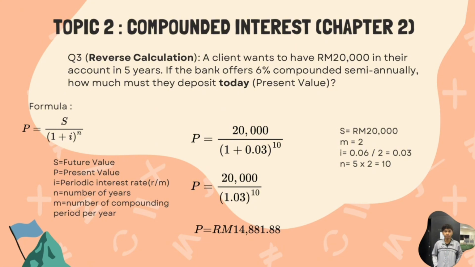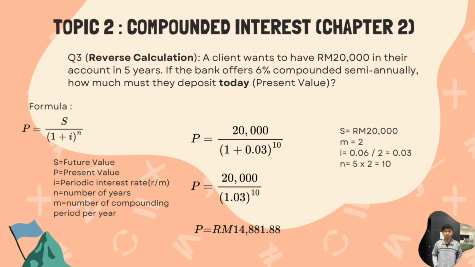Now, let us identify the values given in the question. Here, S is the future value. The question states that 20,000 ringgit is the future value. So, we take S equals 20,000 ringgit. Next, for m, the question mentions semi-annually. Semi-annually means twice per year. Then we look at the time period, which is 5 years. Since the compounding is semi-annually, we multiply 5 years by 2.